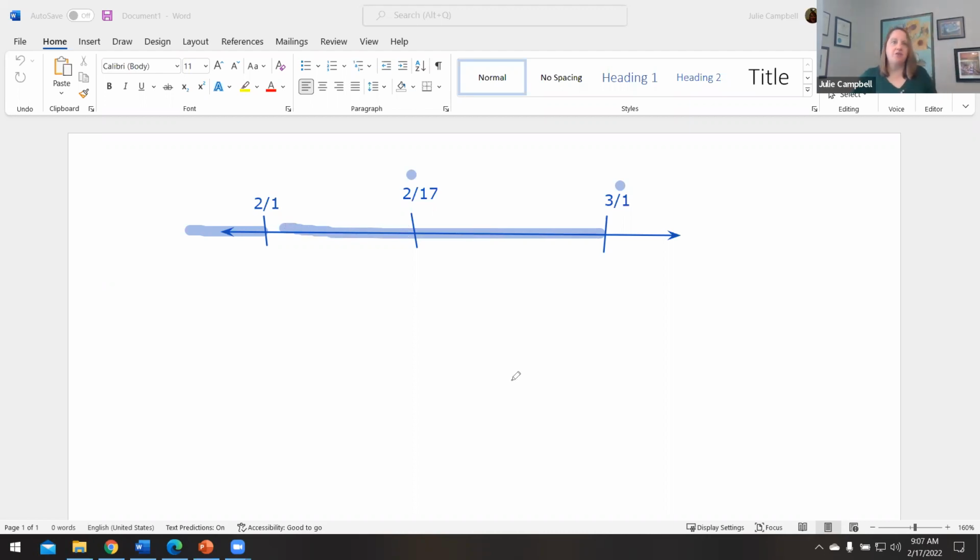Is that fair for the buyer to be responsible for the entire month of February's interest? Should the buyer have to pay the whole month? Did they own the property the whole month? And the answer, I see you guys shaking your head, is no. So what does that mean? We have to prorate February's interest.